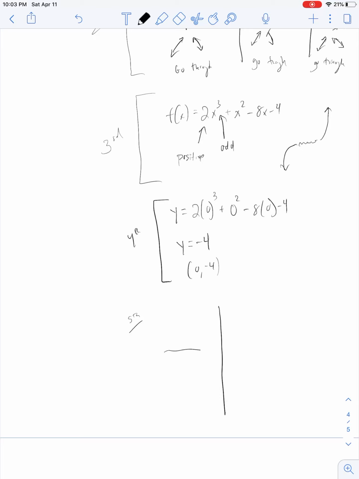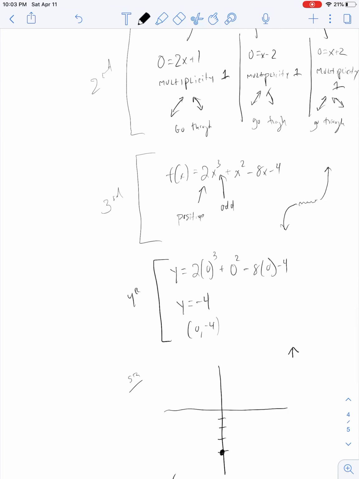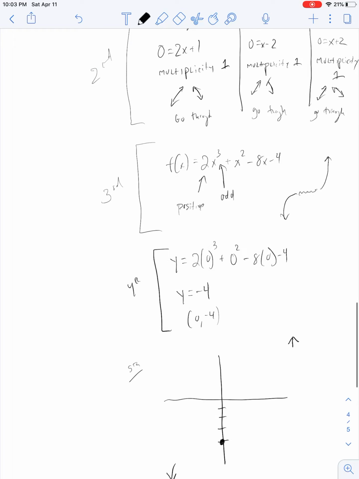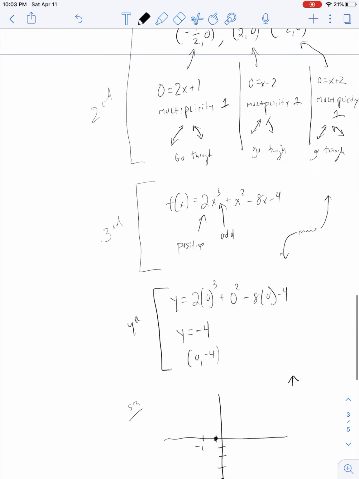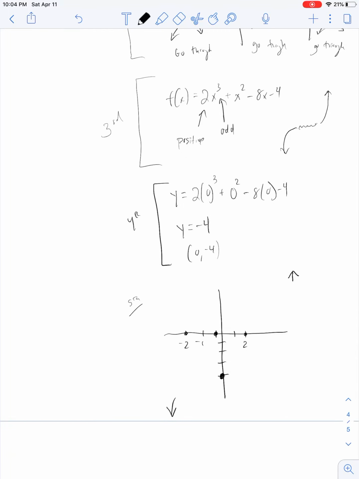Right, now our fifth step is to graph it. Put all this together. 0, negative 4. I'm going to go backwards. And end behavior tells us that it's going to be something like this. Our intercepts are, we got negative 1/2, 0. So here is negative 1. That's negative 1/2, 0. 2, 0. All right, 2, 0. And then we got negative 2, 0.